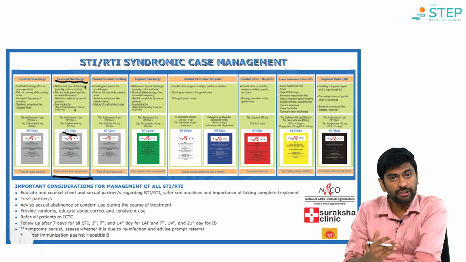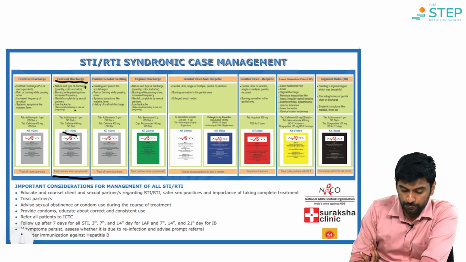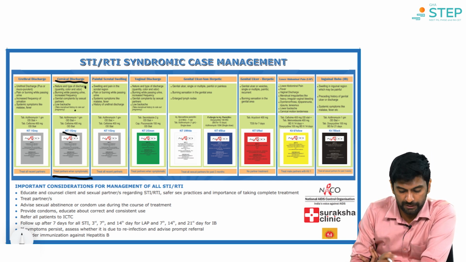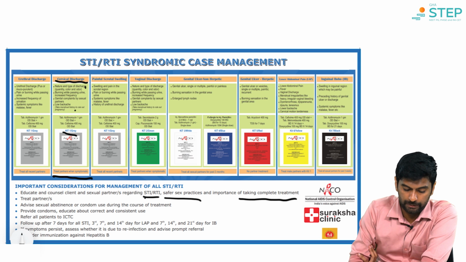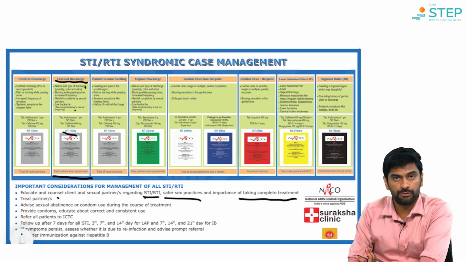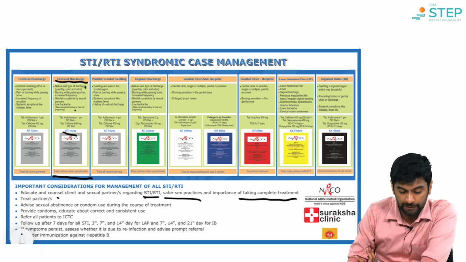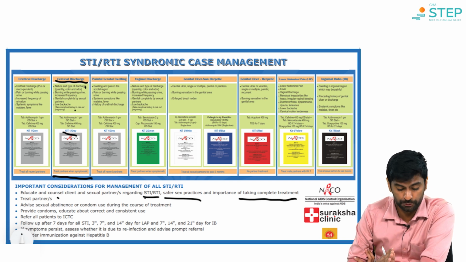There are specific other instructions which are also to be given to this specific lady. They have to be explained about the STI or the RTI, safer sex practices, and importance of taking the complete treatment. They have to be treating the partners, especially when they're symptomatic for this case, and they have to be sexually abstinent, or a condom should be used during the course of the treatment, and we have to be providing them condoms and educate them about the correct and consistent use.